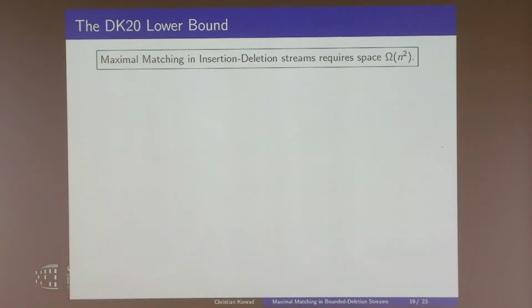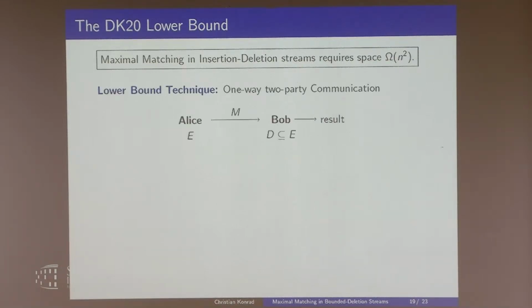So we know there's the DK20 lower bound that says that maximal matching requires space n square. We mentioned already earlier, it's proved in the one-way two-party communication setting where Alice holds edges, Bob holds deletions, and the output is generated afterwards.